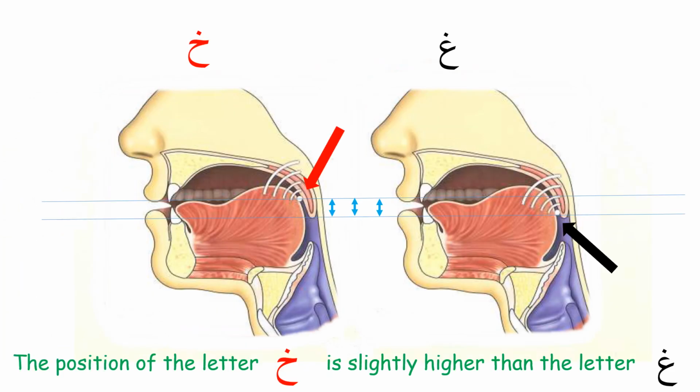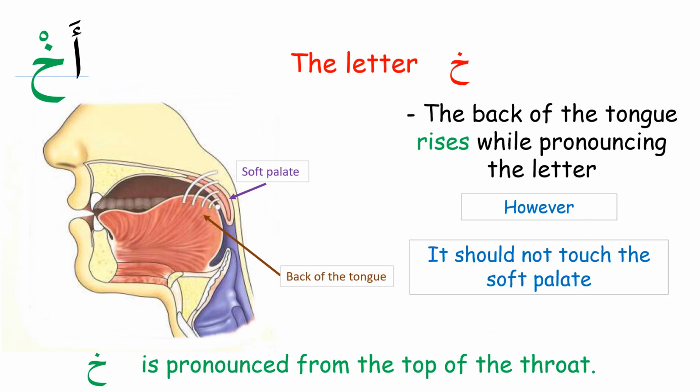First of all, let's do a side-by-side comparison between the makharij. The first thing to note is that even though these two letters are pronounced by the movement of the furthest back of the tongue towards the soft palate, the letter kha sits slightly above the letter ghain. So again, the position of the letter kha is slightly higher than the letter ghain. Moving on, now listen carefully please. أخ.